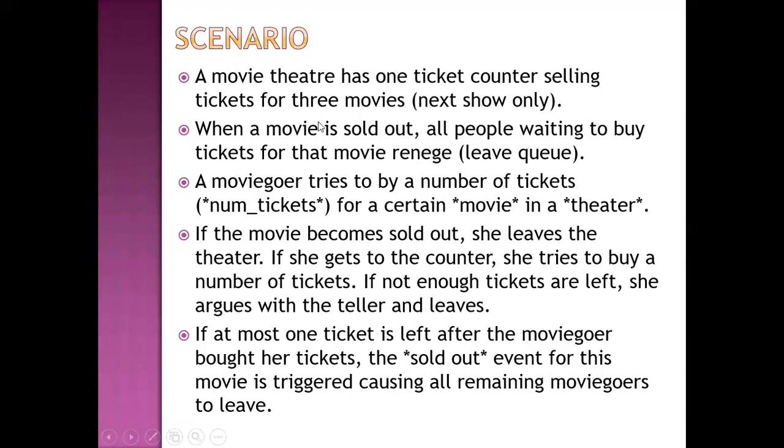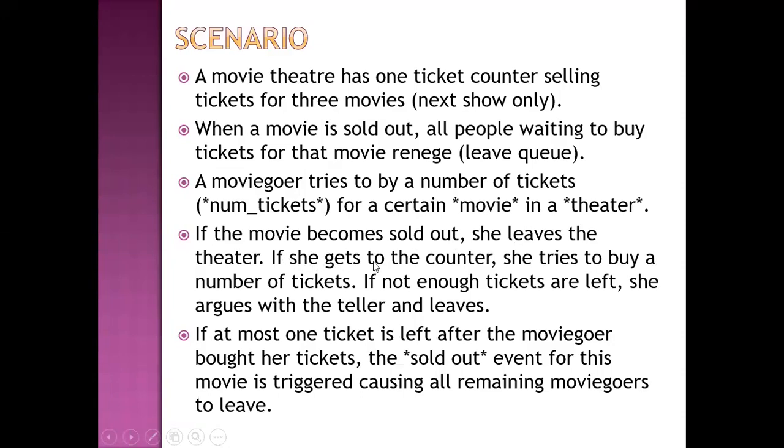So in my example, the scenario is, I have taken this example from the internet. There is a movie theater and it has one ticket counter selling tickets for 3 movies of the next show. When a movie is sold out, all people waiting to buy tickets for that movie leave the queue. A moviegoer tries to buy a number of tickets for a certain movie in a theater. So there is one theater, there are three movies, and a certain number of tickets are bought by a moviegoer. If the movie becomes sold out, the moviegoer leaves the theater.